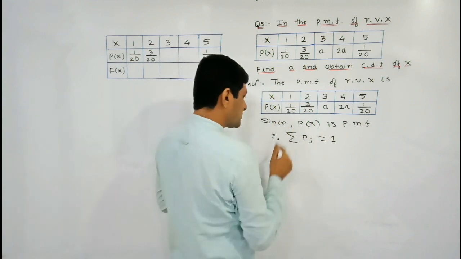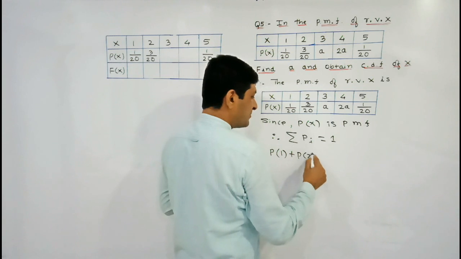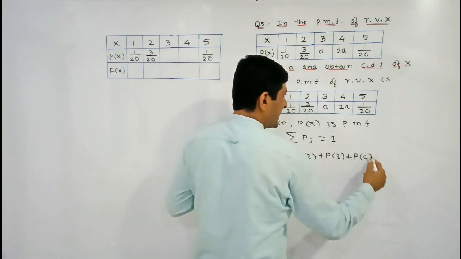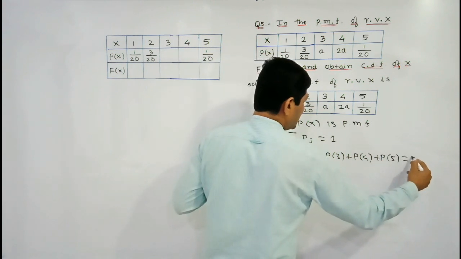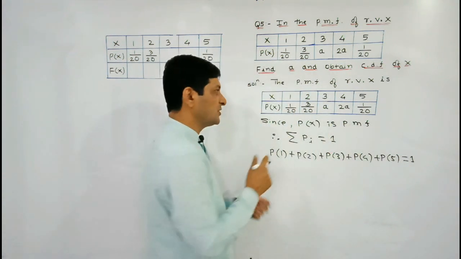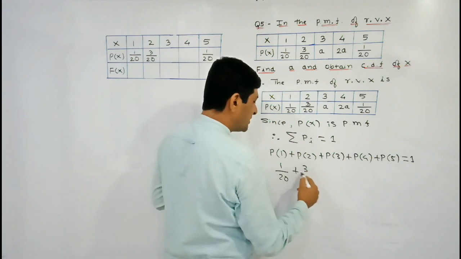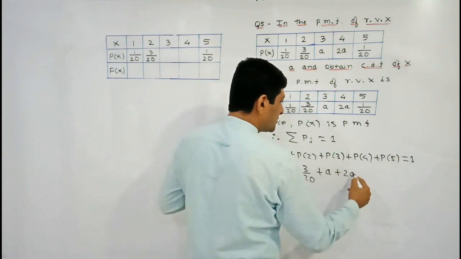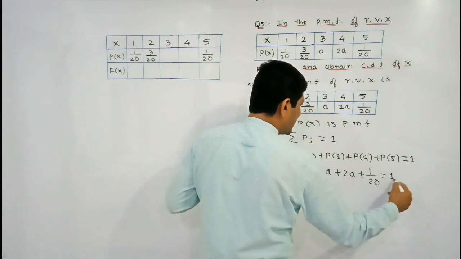So what is the first value of the random variable? 1. Its probability is p of 1, the second is p of 2, third p of 3, then p of 4, and lastly p of 5. And the sum of all these probabilities is equal to 1, since p of x is a probability mass function. Now the remaining part is just to substitute the values. P of 1 is equal to 1 by 20, p of 2 is equal to 3 by 20, p of 3 is equal to a, p of 4 is equal to 2a, p of 5 is equal to 1 by 20. On the other side, 1 stays as it is.